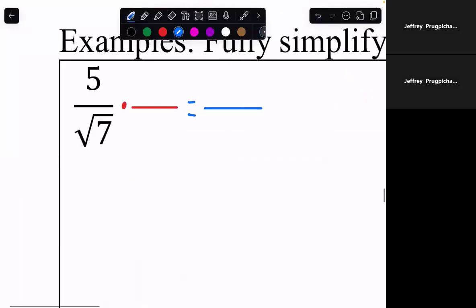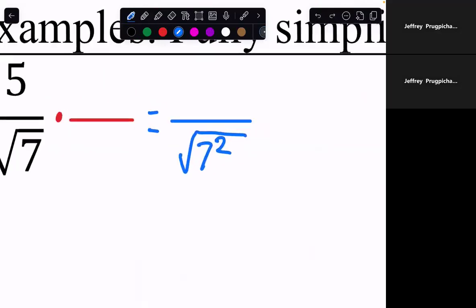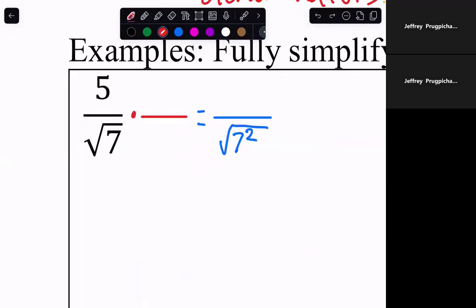So in order for this radical to be emptied, it can't be the square root of 7 because the index is 2. We need to somehow turn it to 7 squared. So again, we're going to multiply the original denominator by something to make it look like this. What would you multiply? Well, you have to multiply by the same type of radical, so it's still got to be a square root.